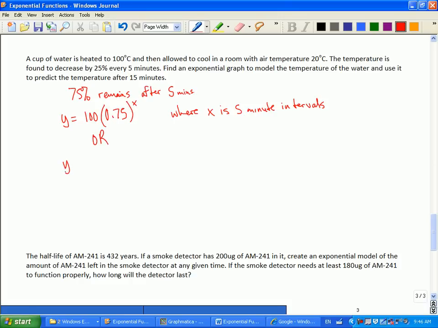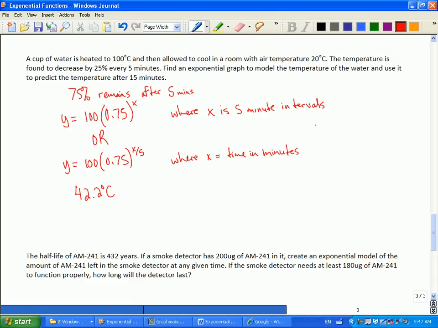Or we can come up with a better model, where we just say it's x over 5. You give me the number of minutes, I divide it by 5. That tells me how many 5-minute intervals have passed. So if you give me an odd number like 18 divided by 5, the decimal will be already calculated in there when you put in your calculator. Okay, so let's work out here what we get for 15 minutes.